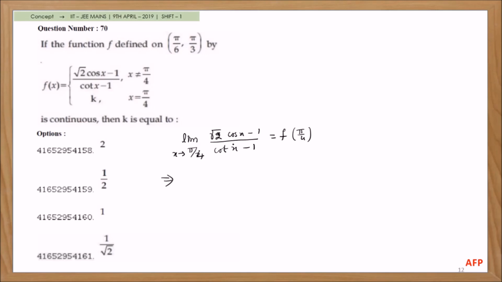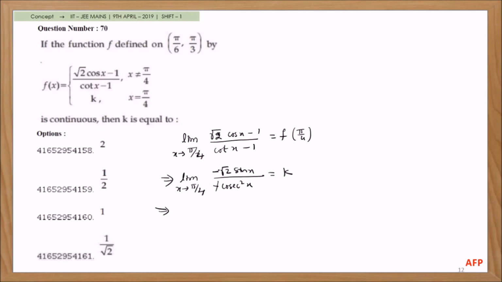This implies, so now if you put pi by 4, numerator is 0 and the denominator is also 0, we can apply L'Hospital rule, differentiate numerator separately and denominator separately. So minus root 2 sin x divided by minus cosecant square x. So this is equal to k you got.